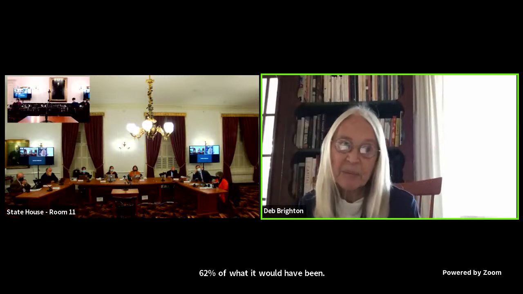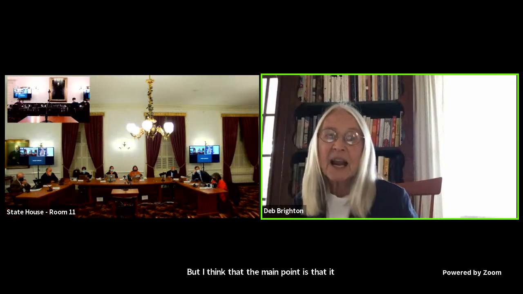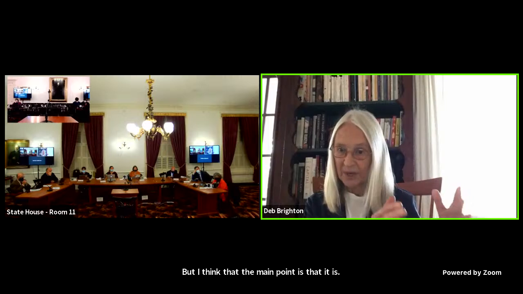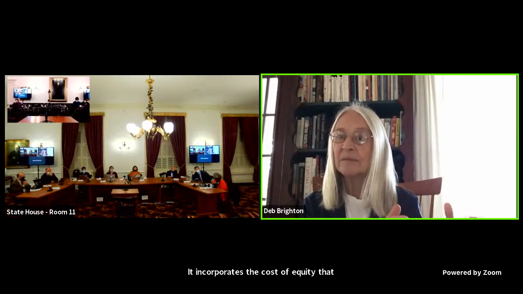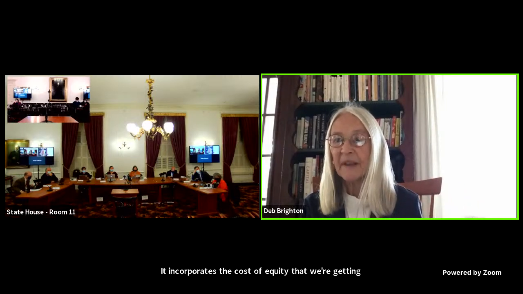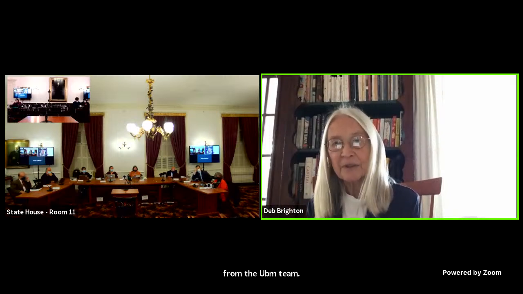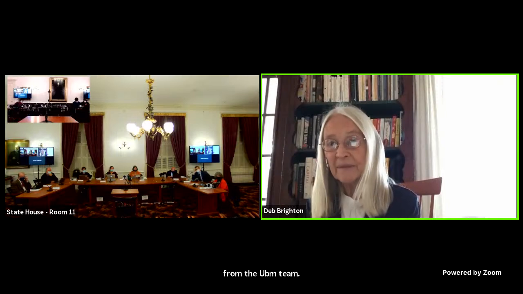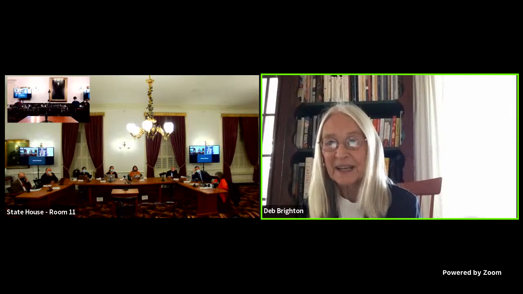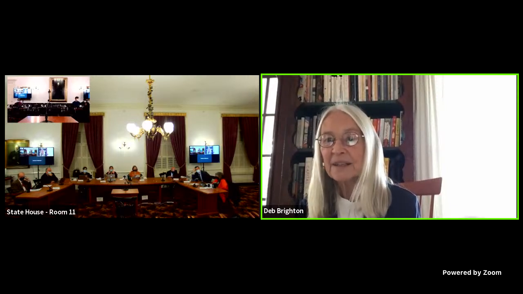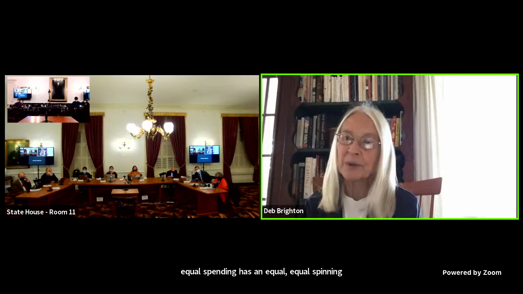But I think that the main point is that it incorporates the cost equity that we're getting from the UVM team without interfering with or conflicting or confusing the tax equity that we're pretty good at achieving in the first place in terms of equal spending. An equal spending per pupil gives you an equal tax rate.